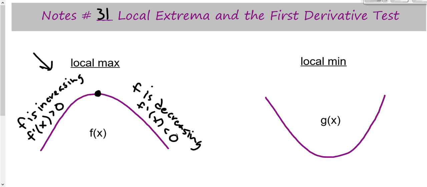And then what's happening at the critical point? Right there at that point, f prime of x is 0. We would have a horizontal tangent line.